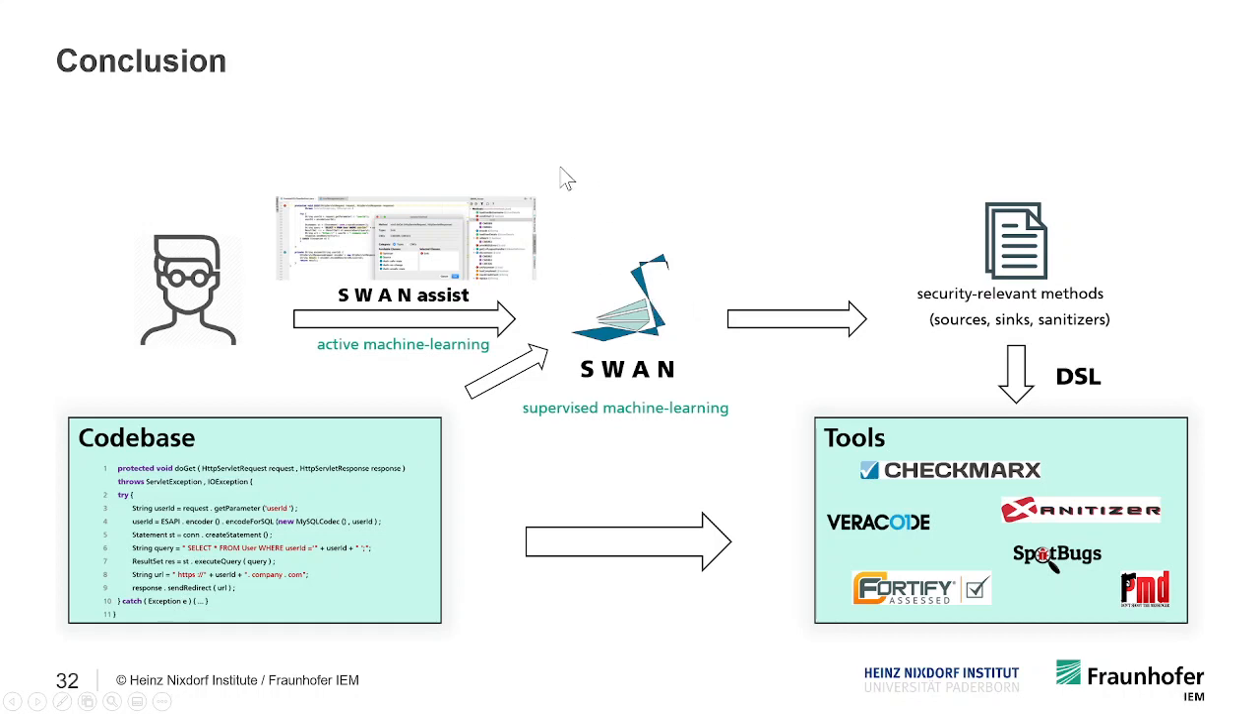Our experiments also show that users will need to manually label a relatively low number of methods when they use our Swan Suggester algorithm to label the methods. And then in the final part, we have seen two examples of domain-specific languages that are used in combination with the inferred security-relevant methods. This is very often done in many of the tools that exist today and are available.